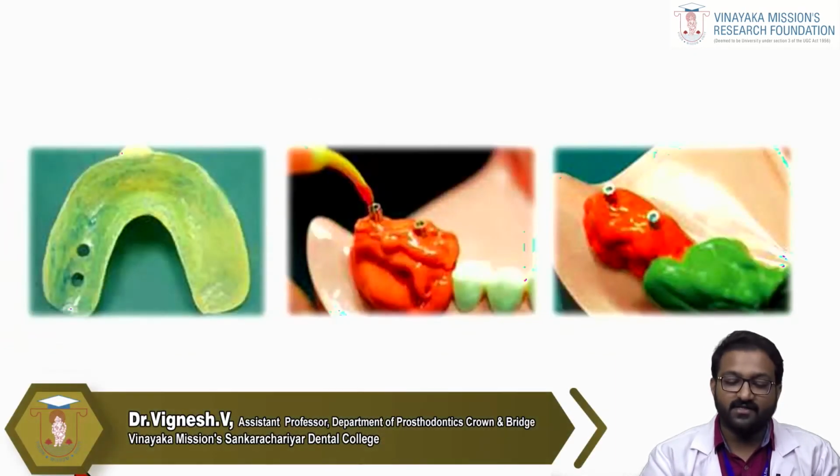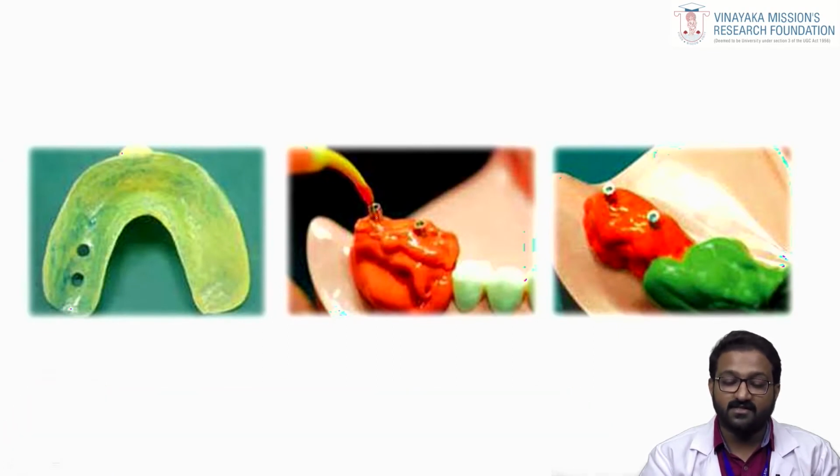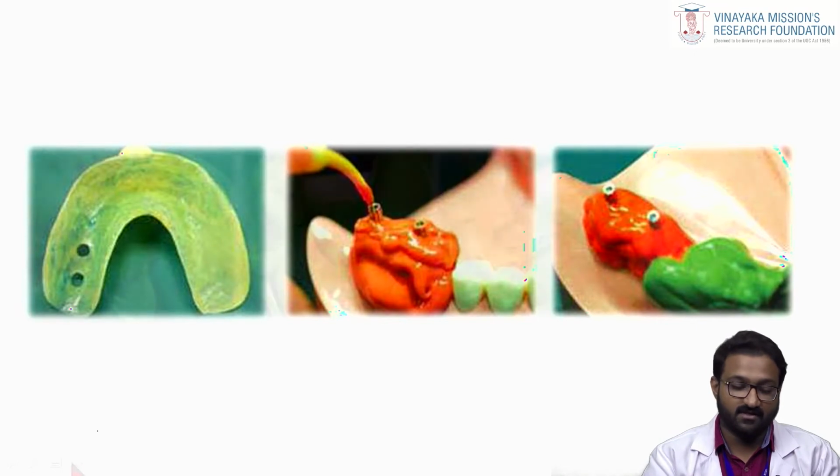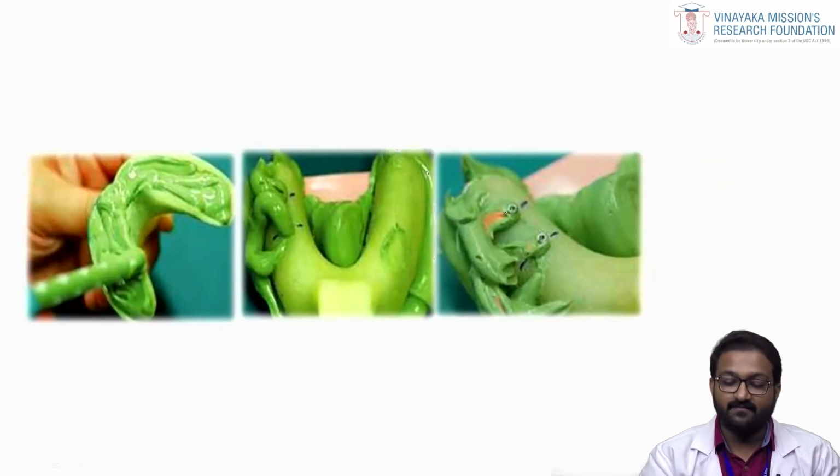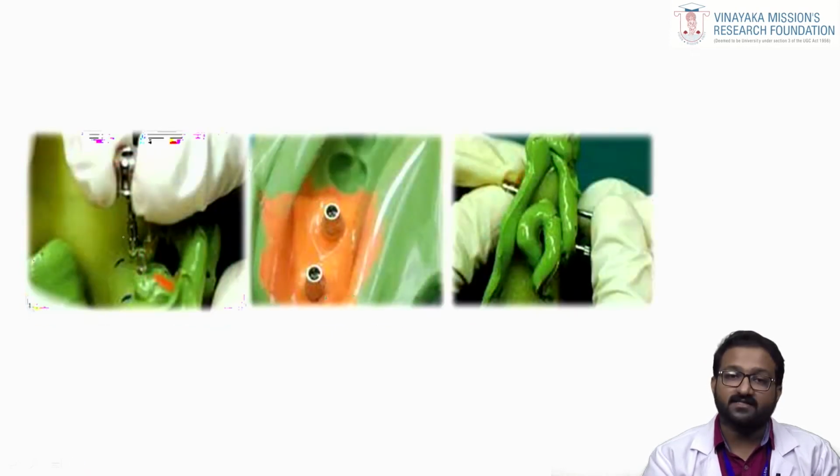Now you are going to inject the material barring that access hole. You should not inject the material on the access holes. Understand? Then you seat and locate the impression tray. Once the material is set, inside the patient's mouth only you are going to unscrew the open tray transfer coping, and then once you take the impression out, the open tray transfer coping will come out along with the impression.